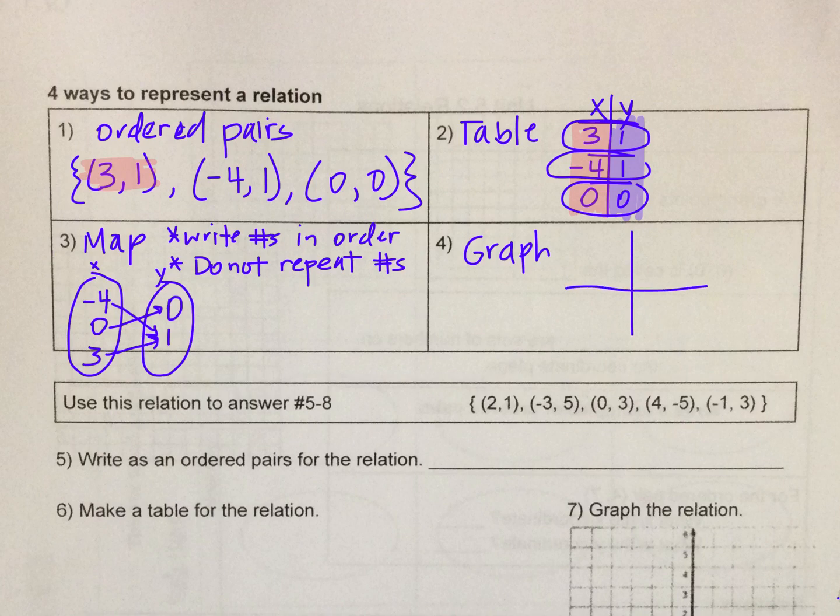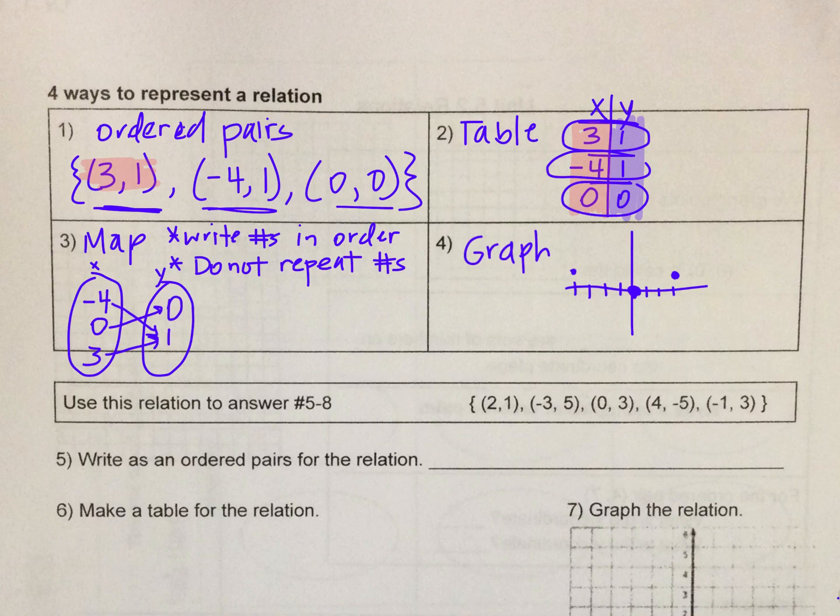To do that, I'd have a graph. So if I want to put our first point, 3, 1, over 3, up 1, that point we go about right there. -4, 1, over 4 to the left, up 1, about right there. And 0, 0 we know is right there at the origin.